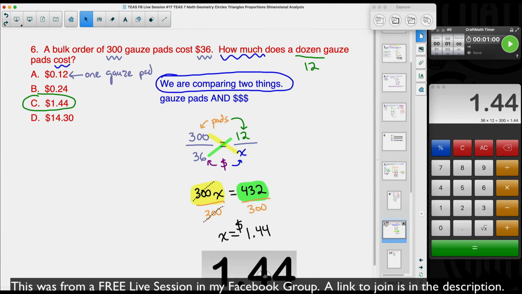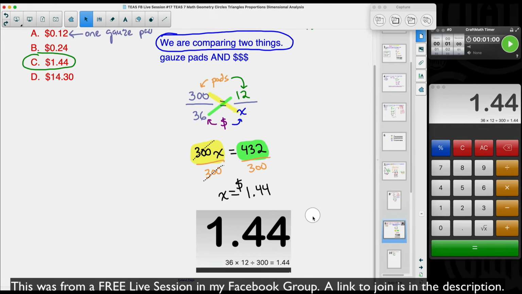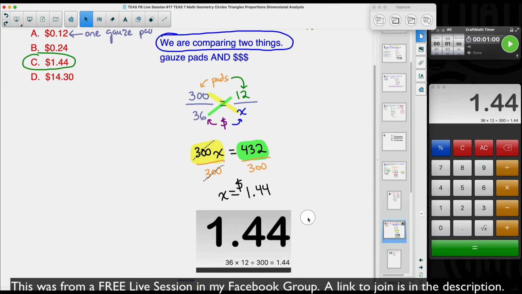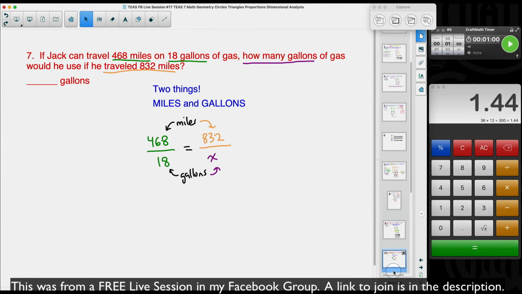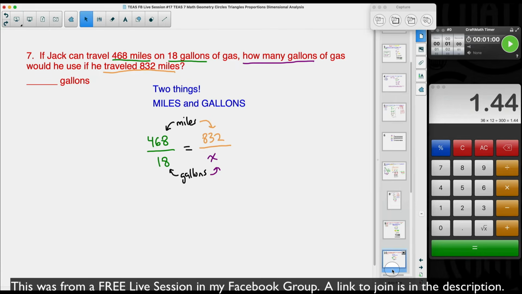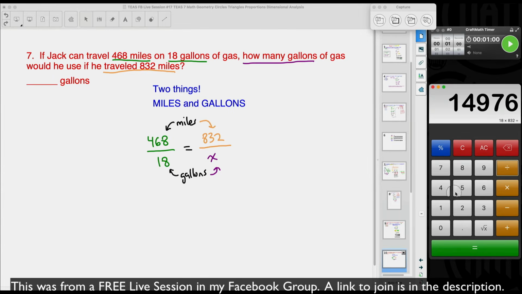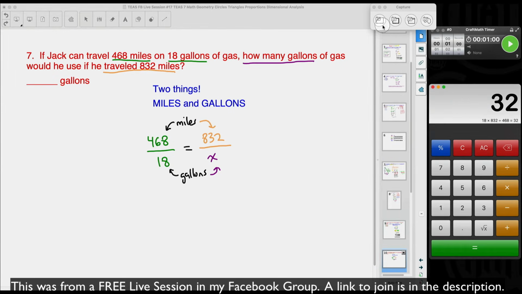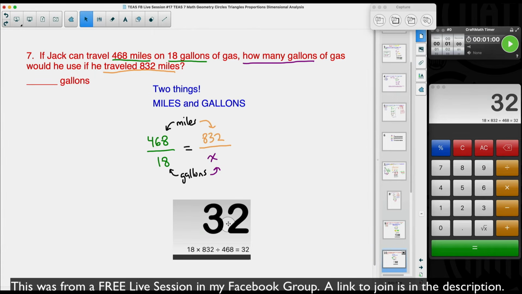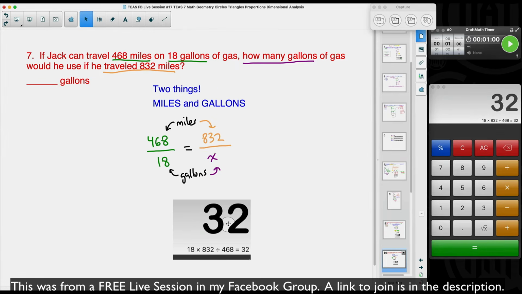This prevents you from writing down excessive material. If you're writing down more stuff, you might copy it down wrong. So doing it all in one swoop. So check it out. Let's do that on this one. Which number do we ignore this time to begin with? I don't care about the 468. I know I'm going to divide by it, but I'm not worried about it right now. 18 times 832. Immediately divide by 468, and there's our answer. You just wait. Y'all just wait. If you like that, wait till I show you the dimensional analysis way of doing this.